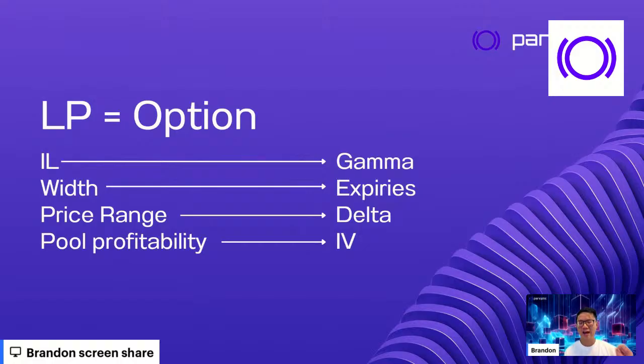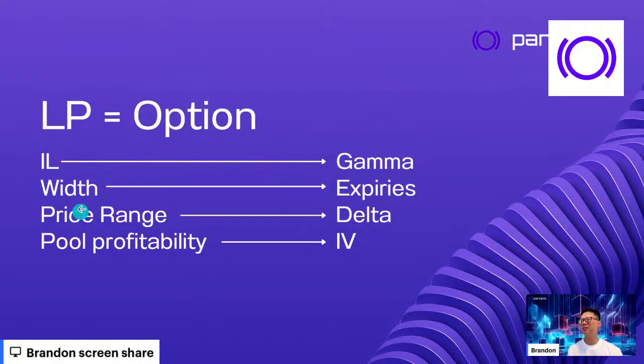It's how soon am I suddenly going to become 0 delta? How soon am I going to become -1 delta? Does the price have to move 1% or 5% or 10% for me to suddenly become more exposed to ETH than I would like? This is gamma.